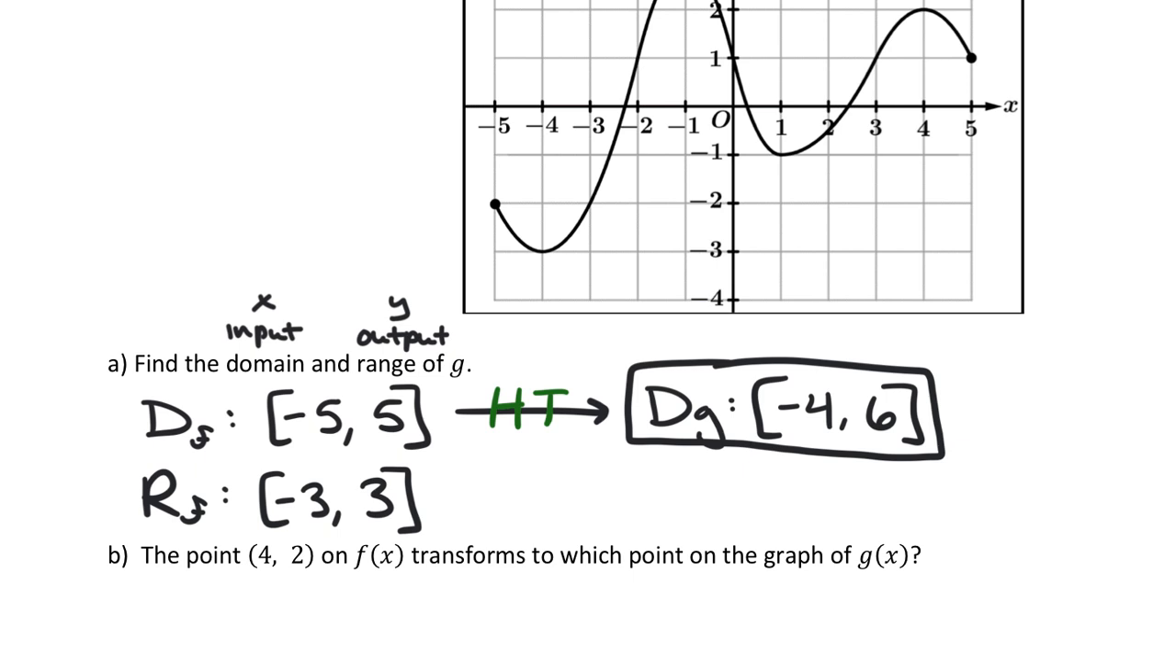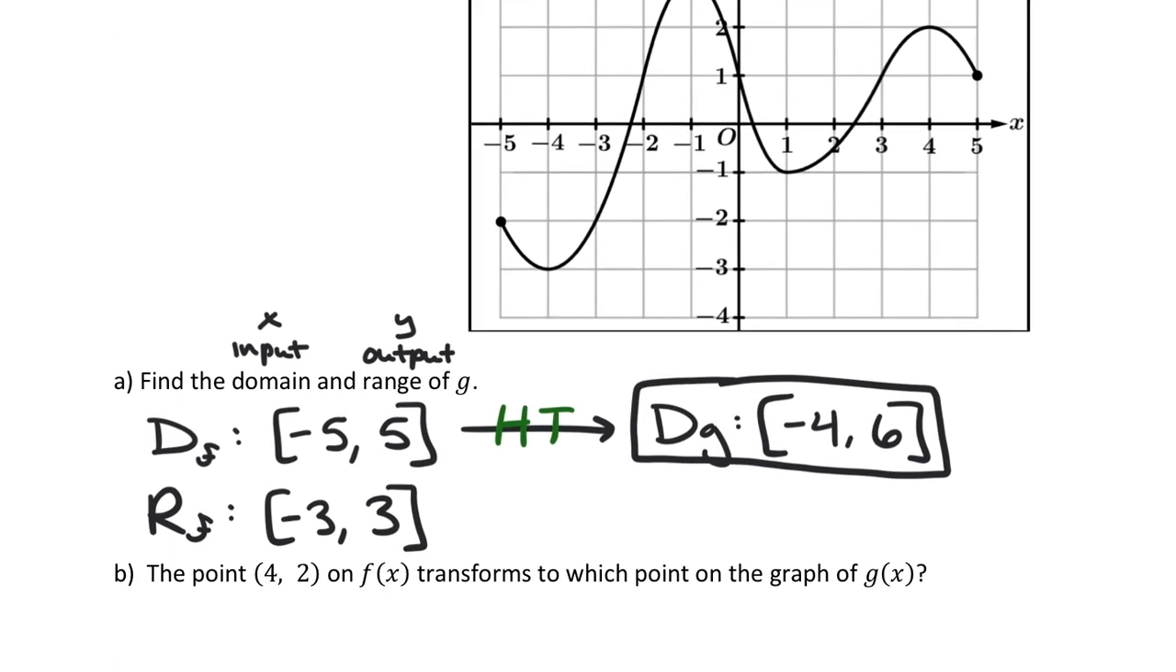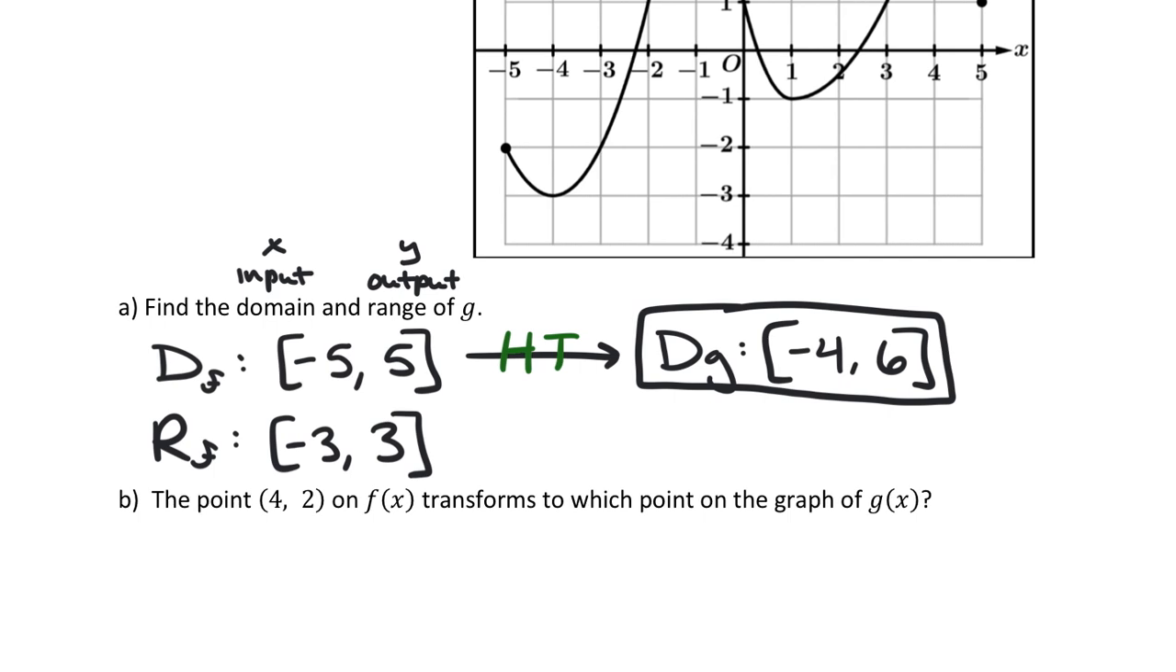Okay, which of my transformations affect the output values for the range? Vertical dilation and both of the verticals. Very good. So I'm going to do them one at a time. You have to do dilations before you do translations. So I'm going to first vertically dilate these numbers, which means I'm going to multiply these numbers by 2. This is not the final answer, but we're going to get -6 to 6 because we have multiplied these values by 2.